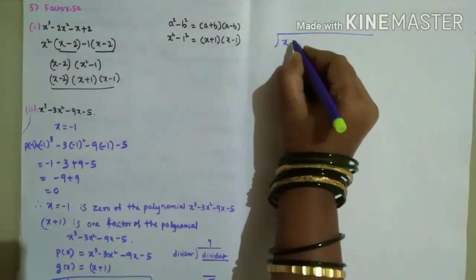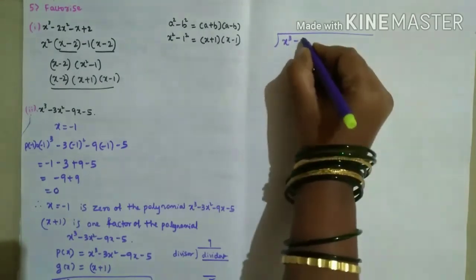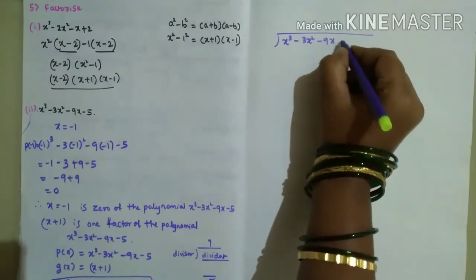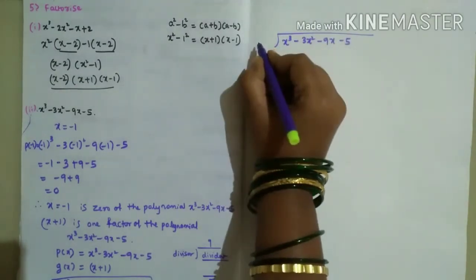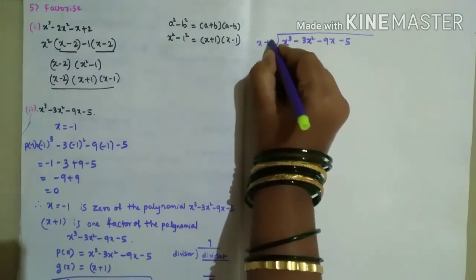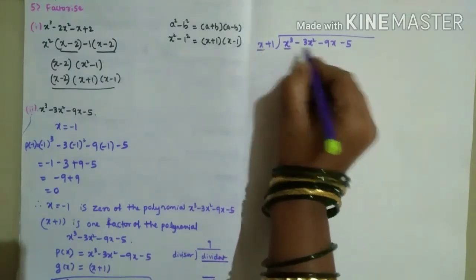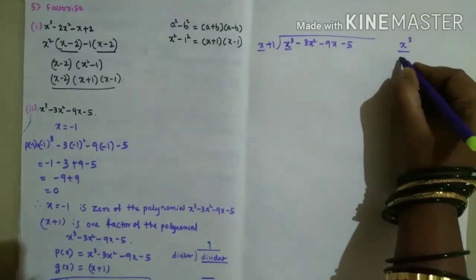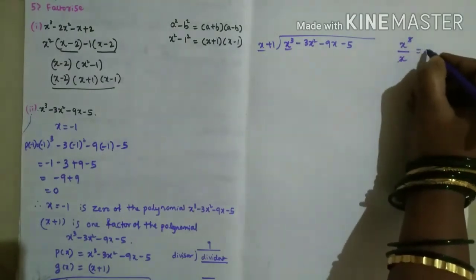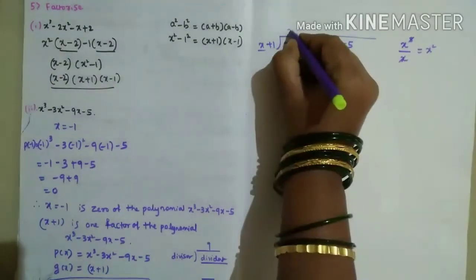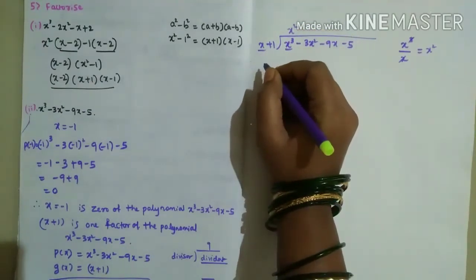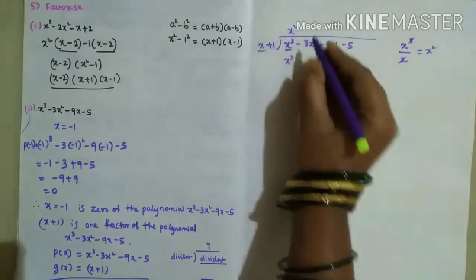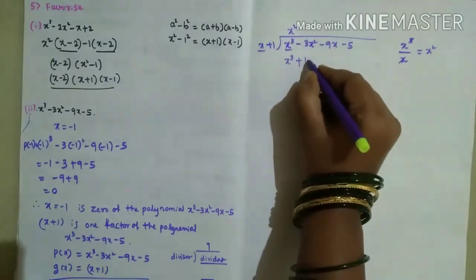Just write the dividend, x cube minus 3x square minus 9x minus 5. Then x plus 1 is the divisor. Now for the first term, I already explained in the last video how to do the long division method. Here x cancels, so it is x square. Now x square is the first term of the quotient. Now x into x square is x cube. Now plus 1 into x square is 1x square.